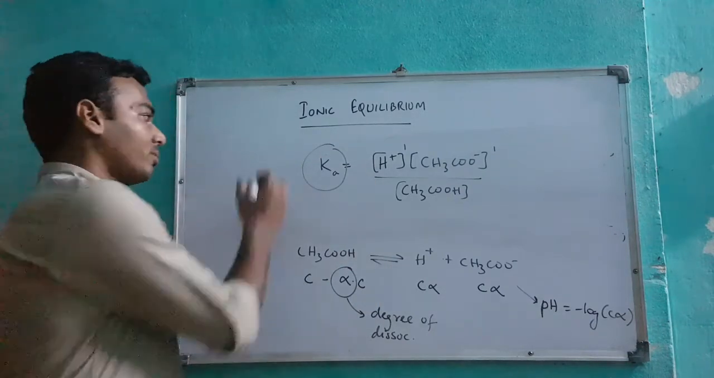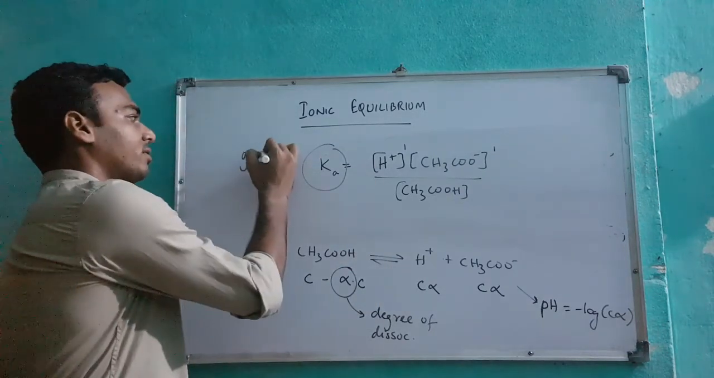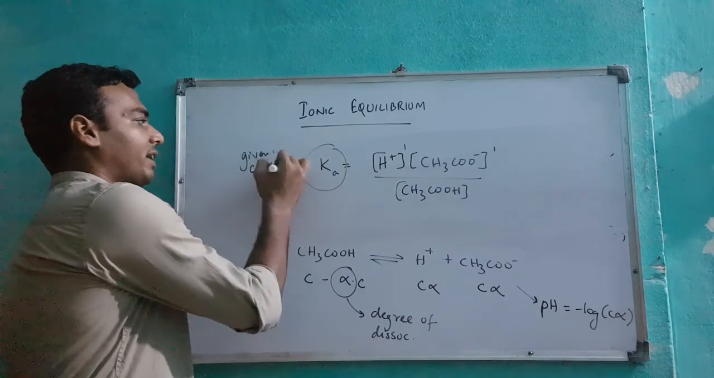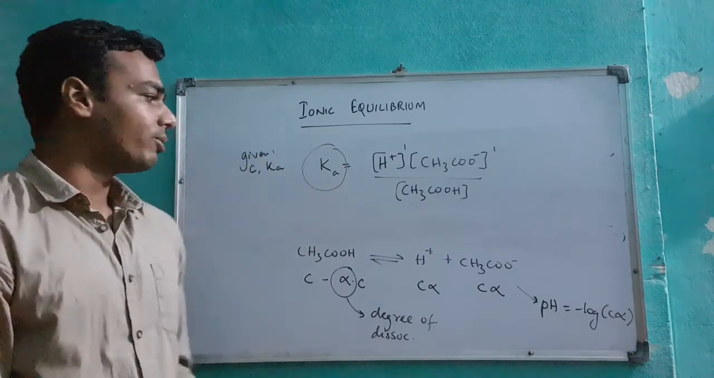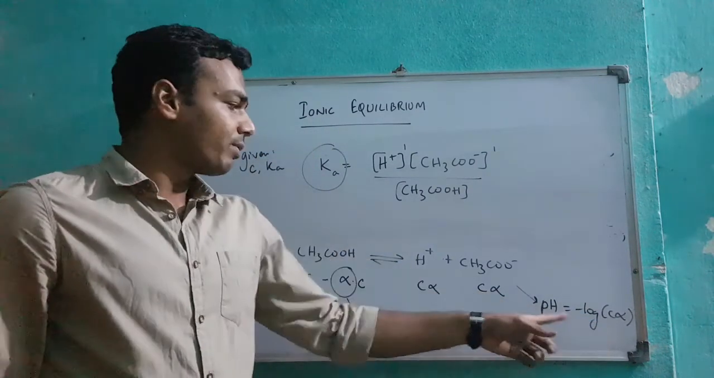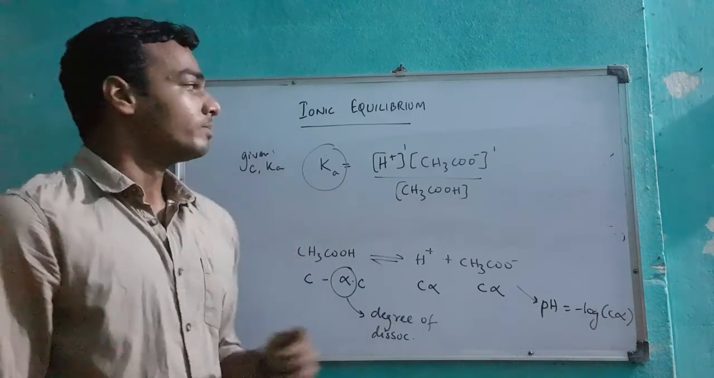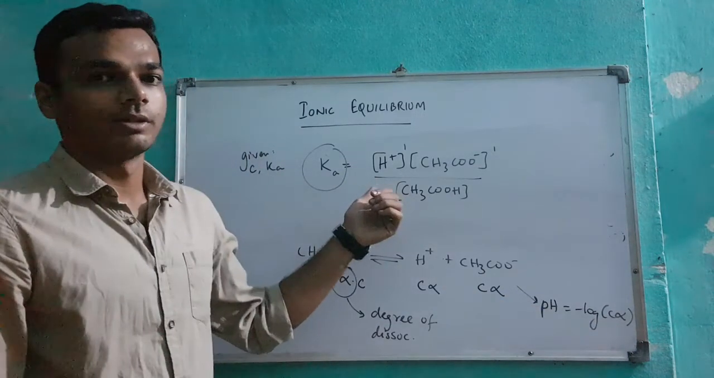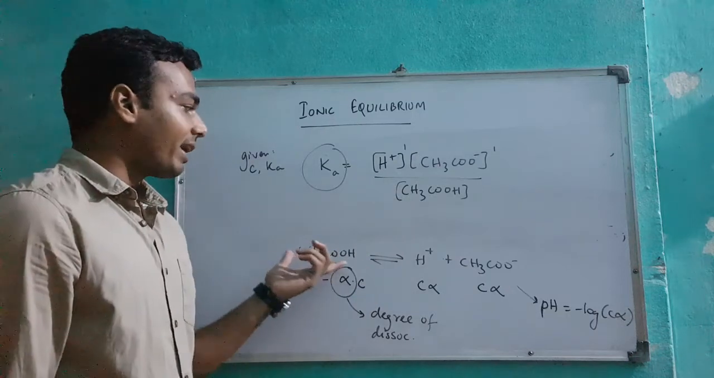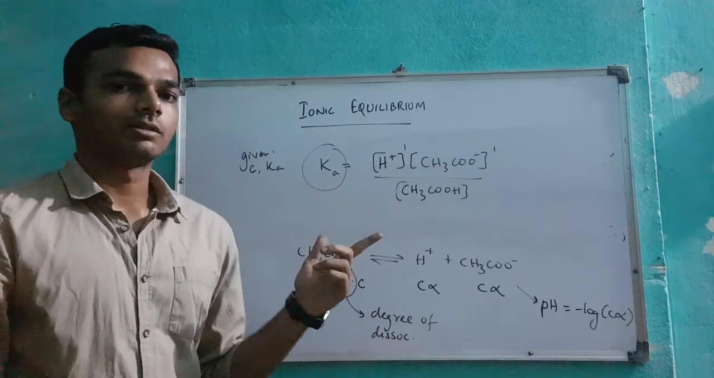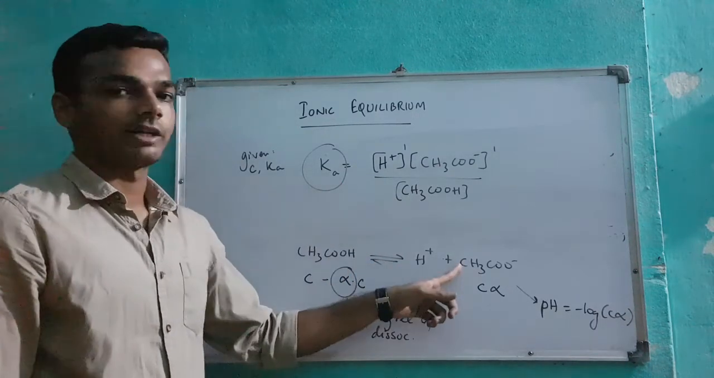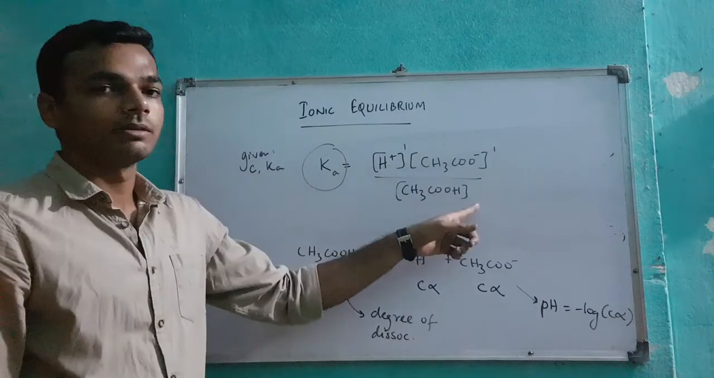So what you know now, the given quantities, are C and K. What you don't know is alpha. But for pH, you need to find this alpha. So to find alpha, we need to go through this relation. Now, when I write the equation, the first step is to balance it so that you get the stoichiometric coefficients right, which you can put here later.